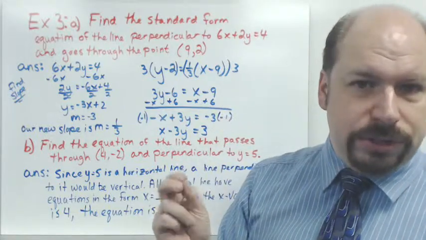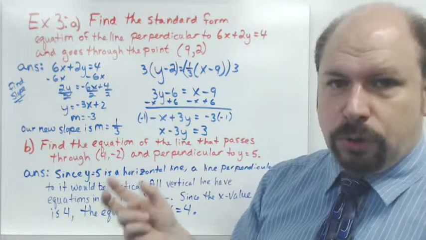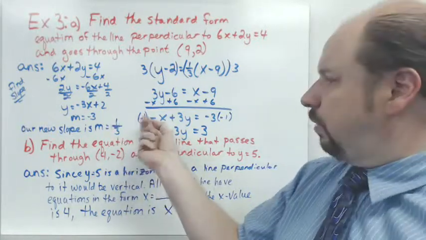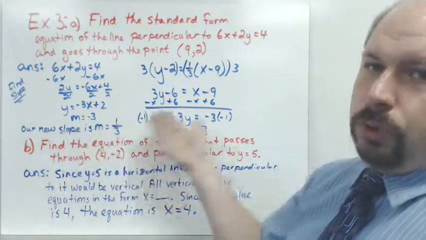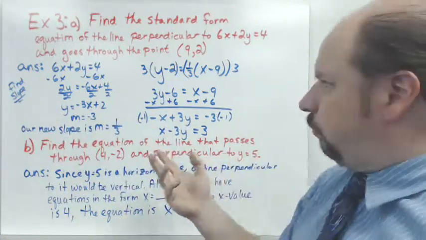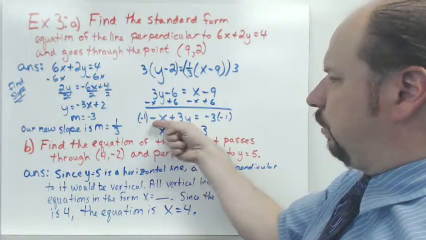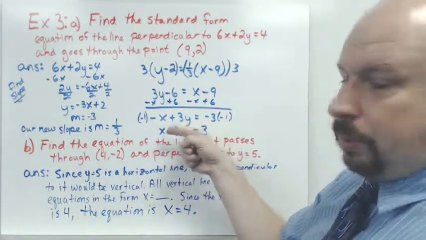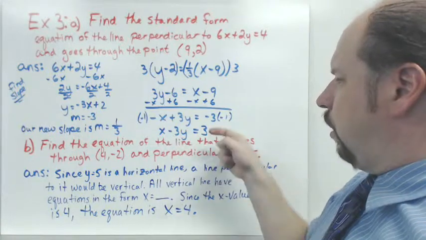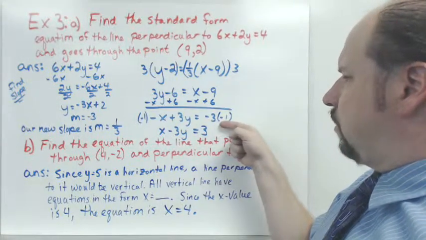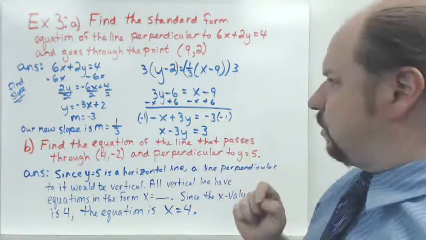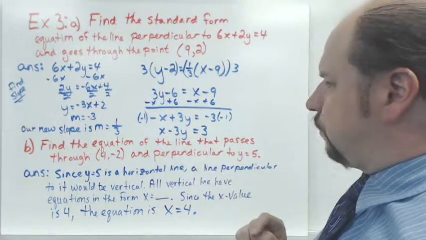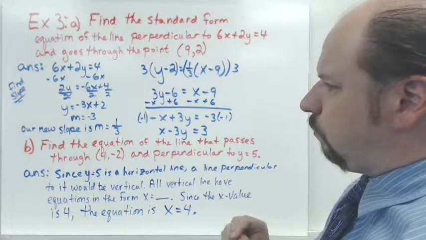And remember, the other requirement for standard form is that we can't have our a value be negative. So to get rid of this negative here, simply multiply everything through by -1. So -1 times -x is positive x. -1 times 3y is -3y. And -3 times -1 is positive 3. So we get x - 3y = 3.